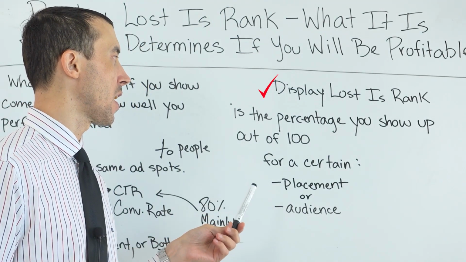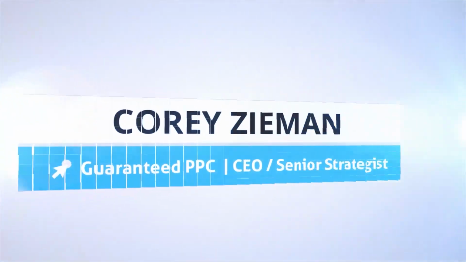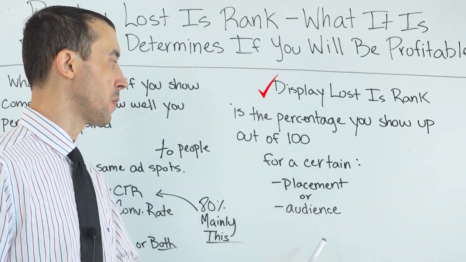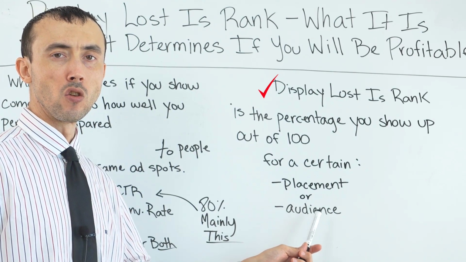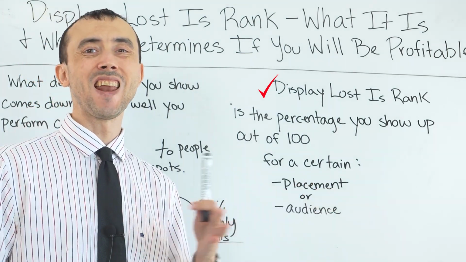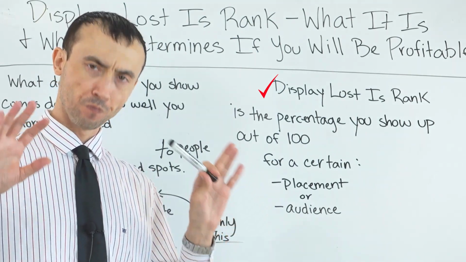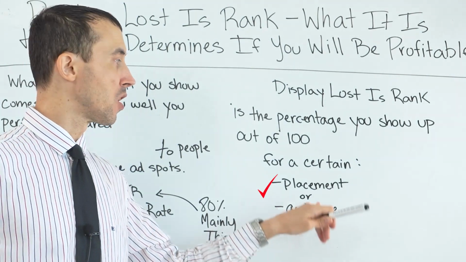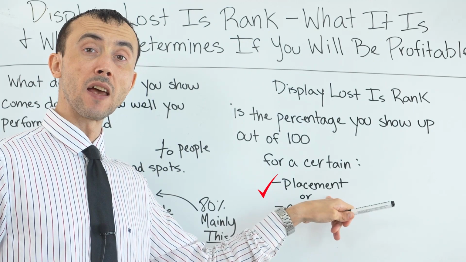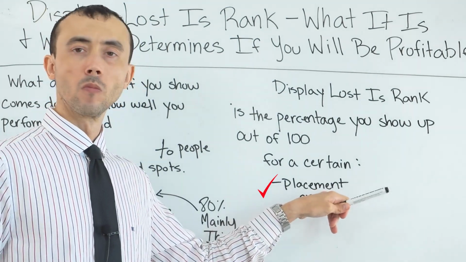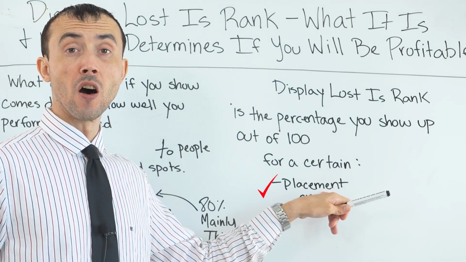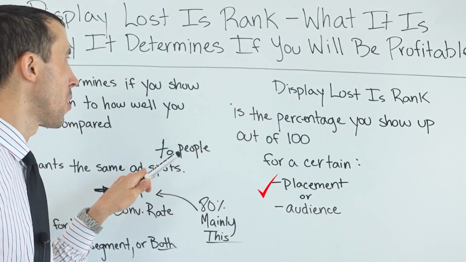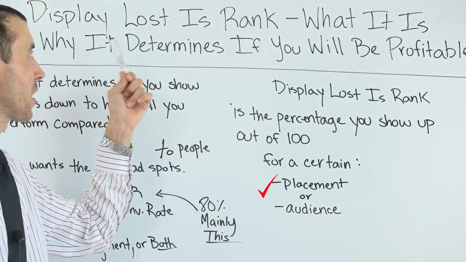display lost rank is the percentage of times that you show up out of 100 for a certain placement or audience that you are trying to target, or should I say with the settings of your display or whatever campaign you're running that's not search engine related. So if you're trying to target one certain website with some banner ads, whether you show up 100% of the time or 1% of the time depends on certain things I'm going to go over in a moment, but that number is essentially your display lost rank.